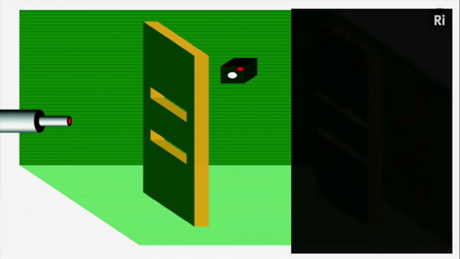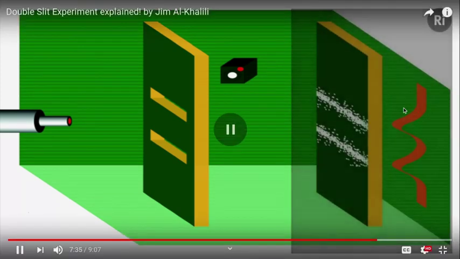Has gone through the lower slit. But of course, I've been cheeky here. I haven't shown you the results of the experiment. Because when this camera's on, it's no longer choosing all possibilities. It's choosing a specific possibility.